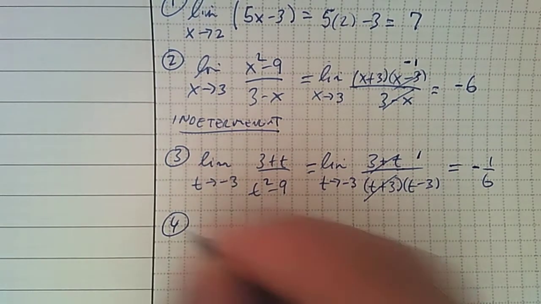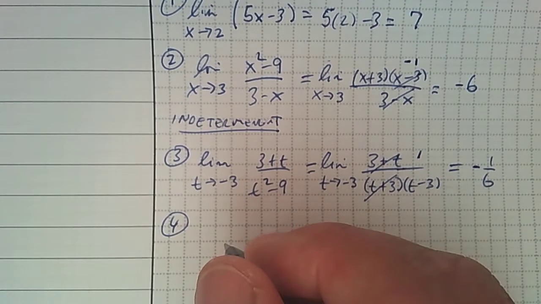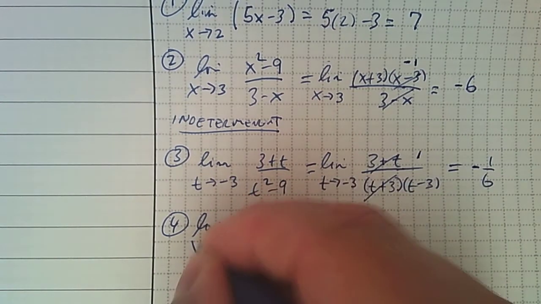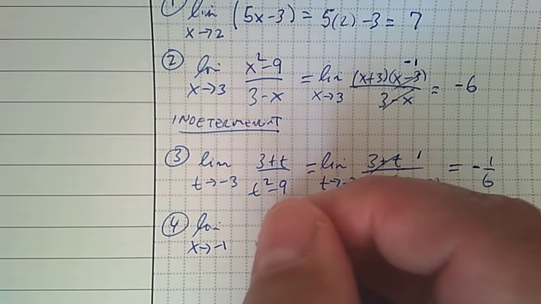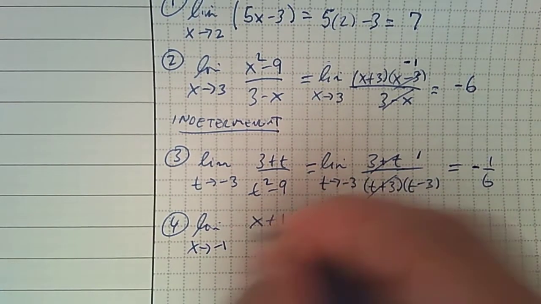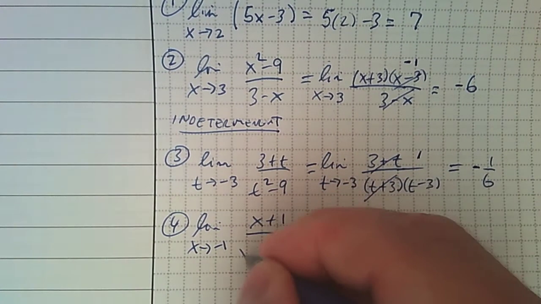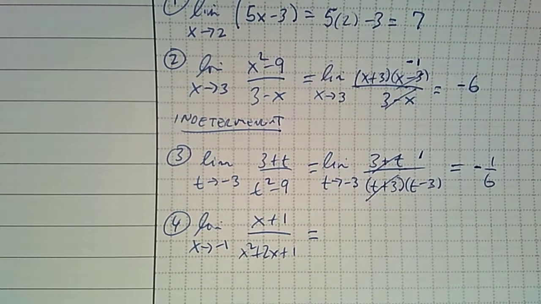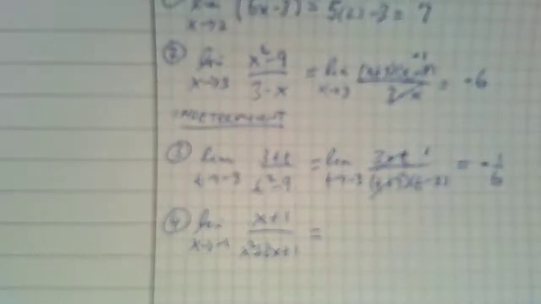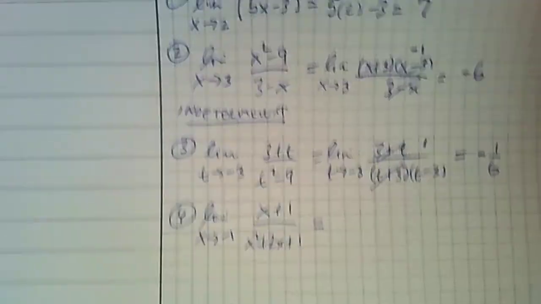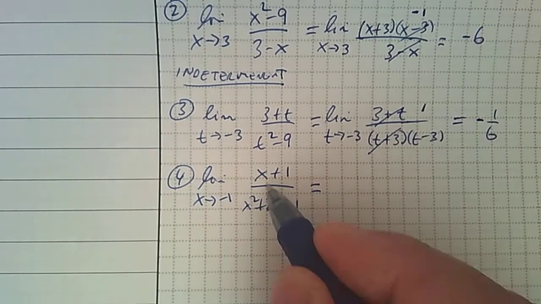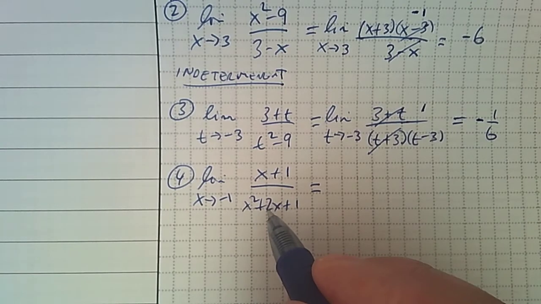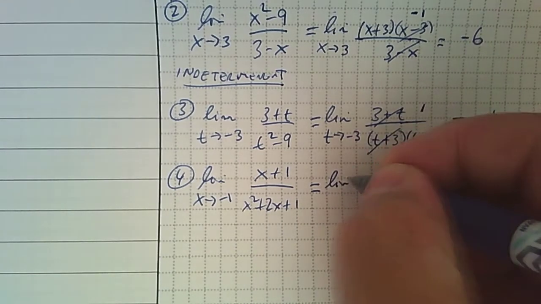Number 4, write it down, answer it, then press play. The limit as x approaches negative 1 of x plus 1 over x squared plus 2x plus 1. Step number 1 is to substitute negative 1 in to find the limit. When I do that, I get 0 and I get 0. This is indeterminate. So I'm going to see if I can factor.